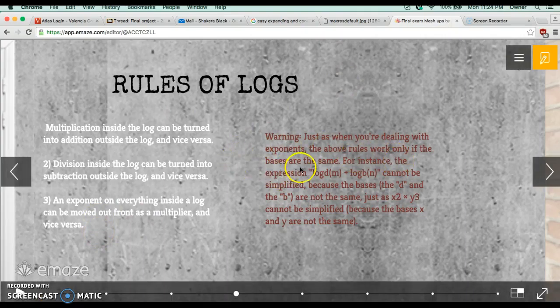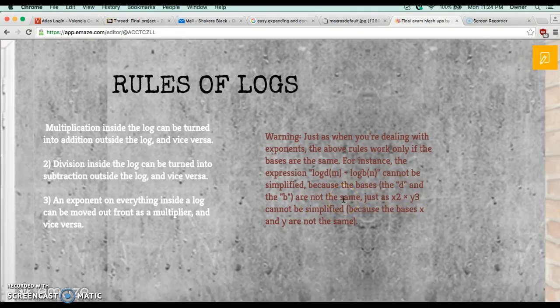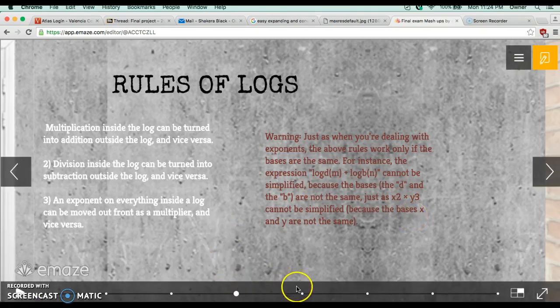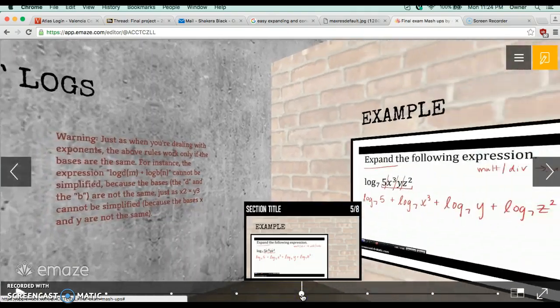For instance, if the expression is log d times m plus log b times n, you cannot simplify that because the bases are d and b, which is right here and right here. Whatever is beside the log, that's the base. And once they are not the same, just as x^2 times y^3, you cannot simplify it because the bases x and y are not the same. Let's move on to our next slide.